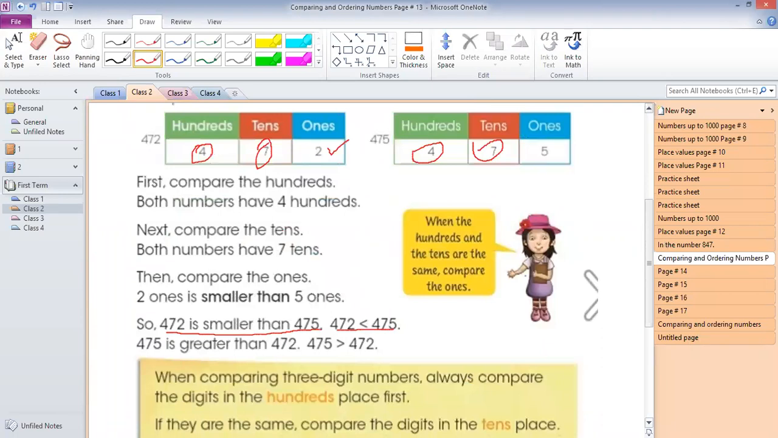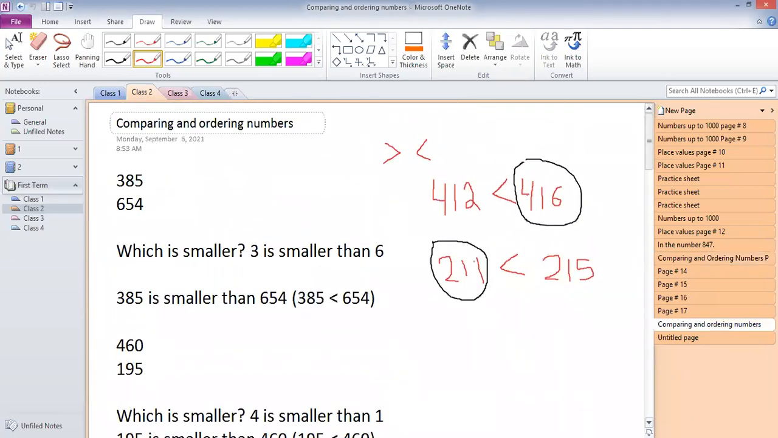You are practicing in the practice sheet here on the board, comparing and ordering numbers. I write here two numbers, 385 and 654, and I ask you which is smaller. So you check out the hundreds first. There were 300, there were 600. So you find out that 3 is smaller than 6. That's why 385 is smaller than 654. Or you can also write 385 is less than 654.